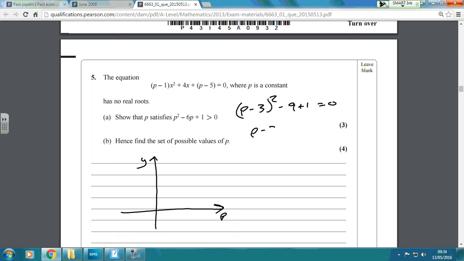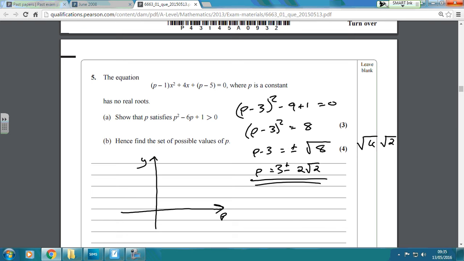So p minus 3 squared, if we bring the others over to the other side, will equal 8. So then p minus 3 equals plus and minus the square root of 8. So p equals, if we add the 3 over, 3 plus and minus the square root of 8. Now the square root of 8 is the square root of 4 times the square root of 2, so it equals 2 root 2.